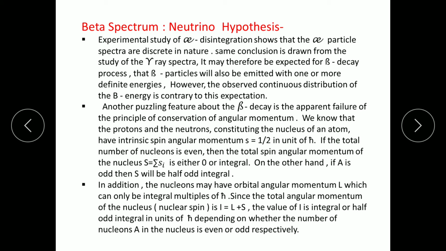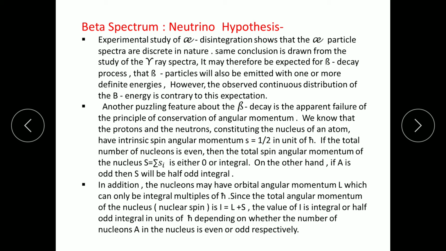Now, in beta spectrum, the neutrino hypothesis is there. This is a very important point in that topic. Now see here, as we studied in our earlier lecture, there is alpha decay. As we studied the spectrum of alpha decay, we see that the spectra of alpha decay is discrete in nature. Similarly, as we studied the gamma ray spectra, that is also discrete in nature.